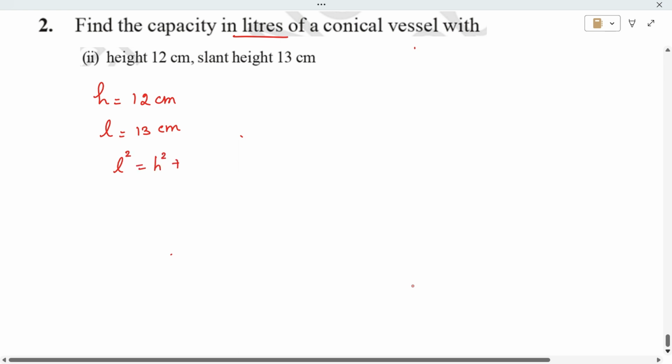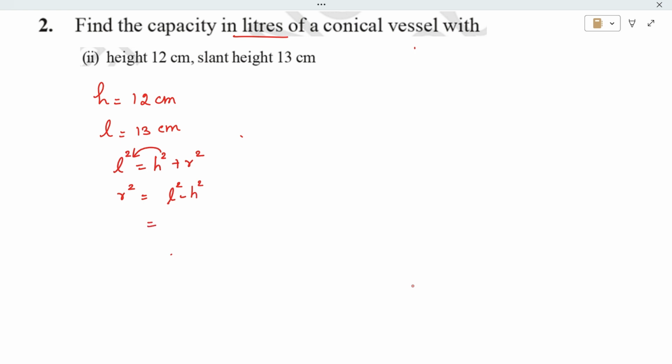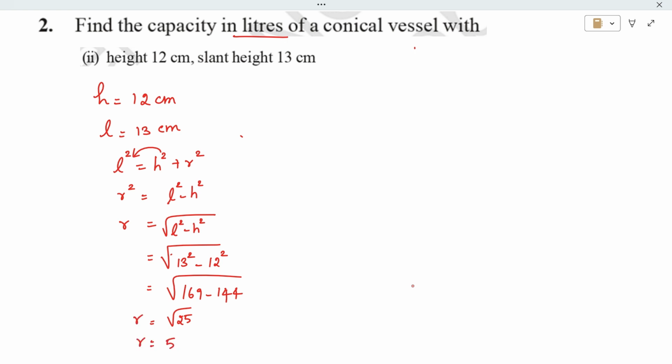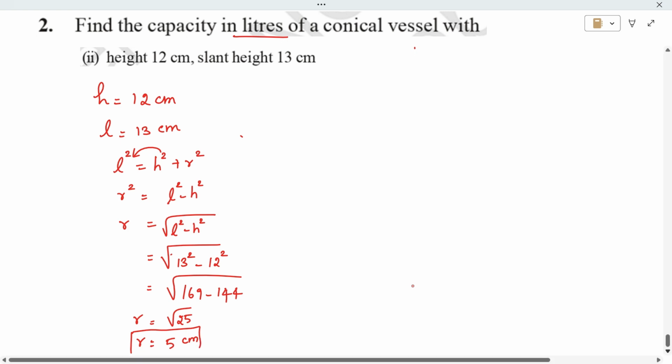That is l square is equal to h square plus r square. So I'm just keeping r square on the right hand side. If I transpose, you will get l square minus h square, isn't it? That is r equal to root of l square minus h square. So what is the value of l? It is 13 square minus 12 square. 13 square is 169, 12 square is 144, so you will get root of 25. So what is root of 25? It is 5 centimeter, isn't it? So r is equal to 5 centimeter.